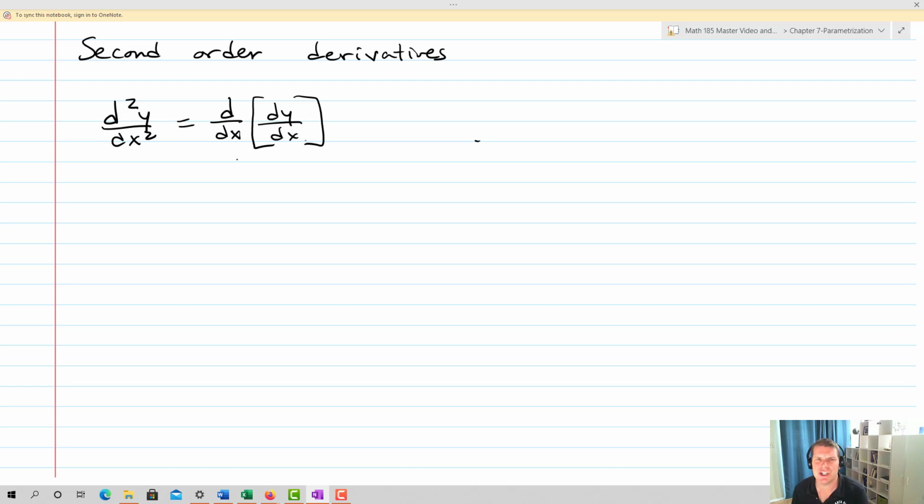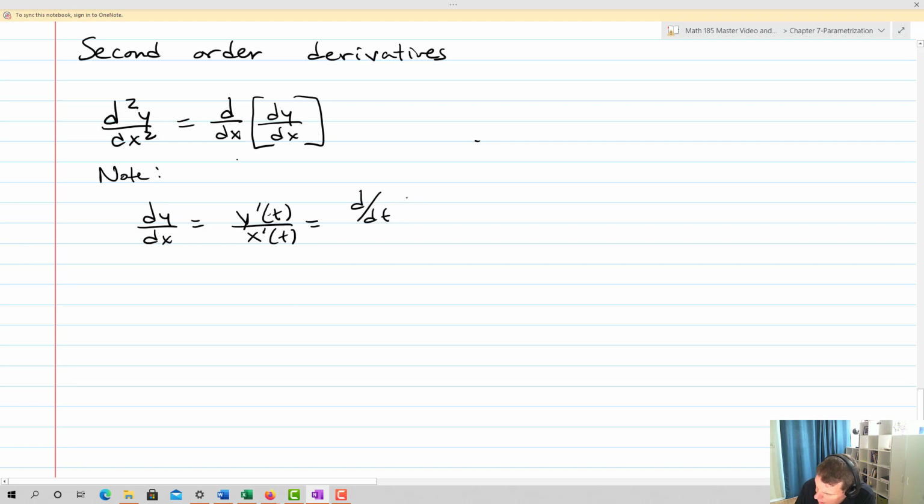How we're going to do that is just by utilizing basically an algebraic trick. We'll note that if I take dy dx, that's equal to y prime of t over x prime of t. And that's actually equal to d dt with respect to y, okay, over x prime of t.